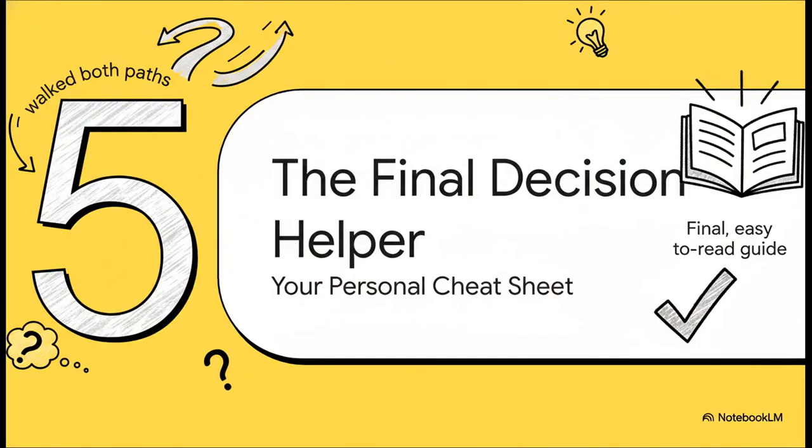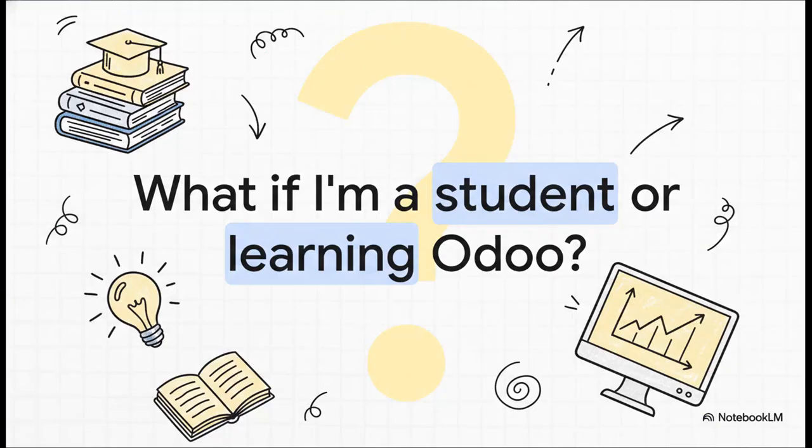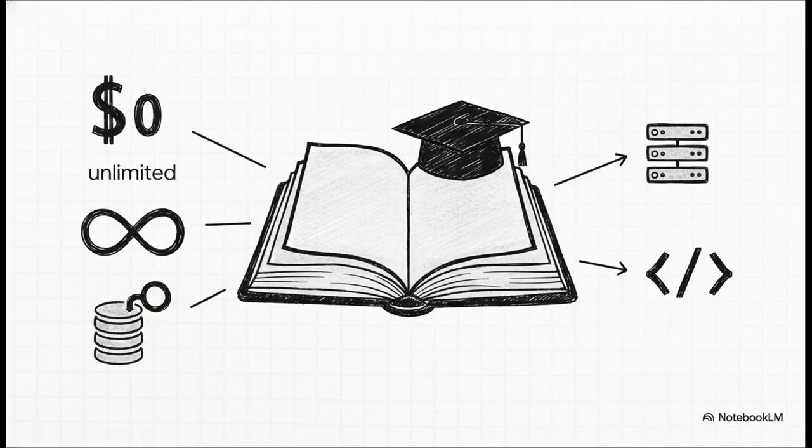Okay, we've explored both forks in the road. We've looked at all the key decision points, so let's pull it all together into one final cheat sheet to make sure you're feeling 100% confident in your choice. But wait, before we get to that final summary, let's answer a question we get all the time. What if you're a student, or you're just dipping your toes into the Odoo waters for the first time? For anyone who's learning, the answer is a no-brainer. On-premise community, every single time.